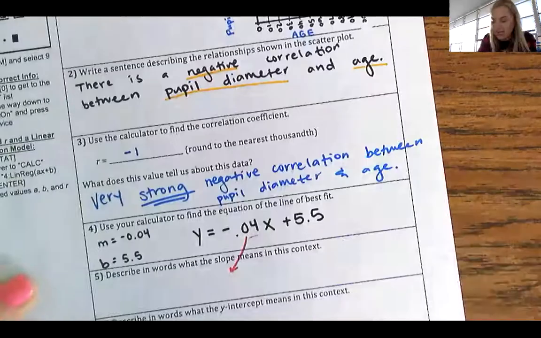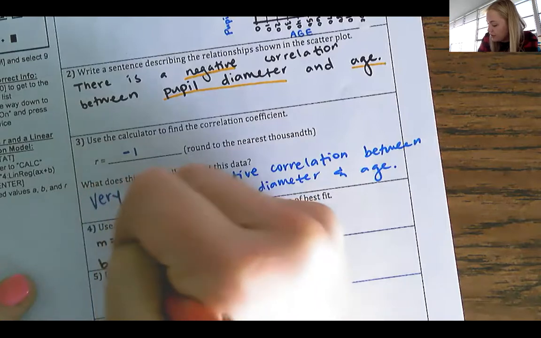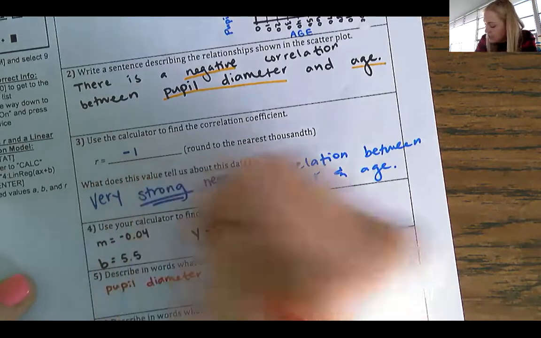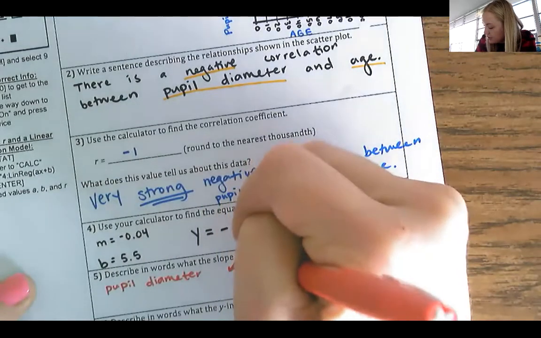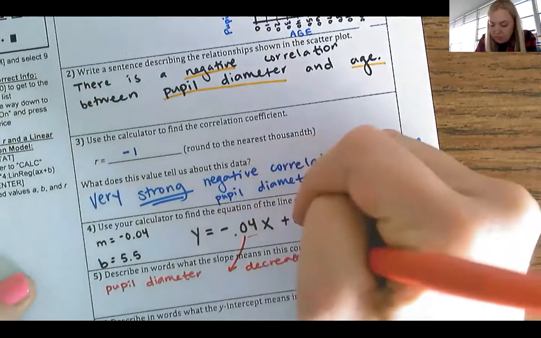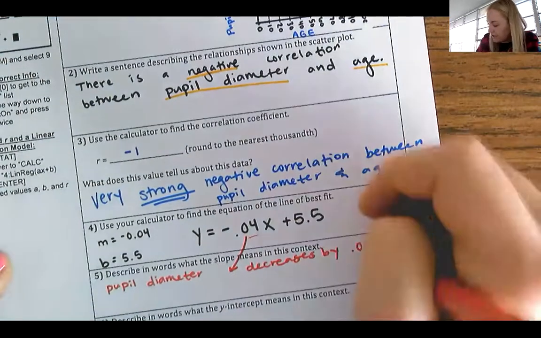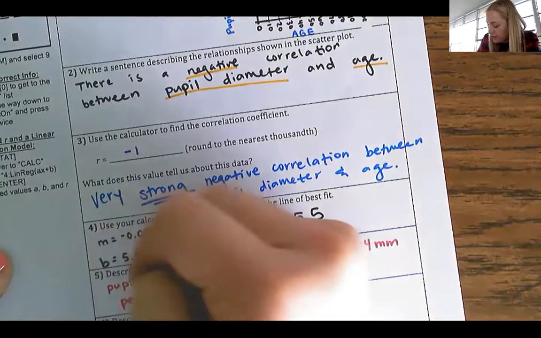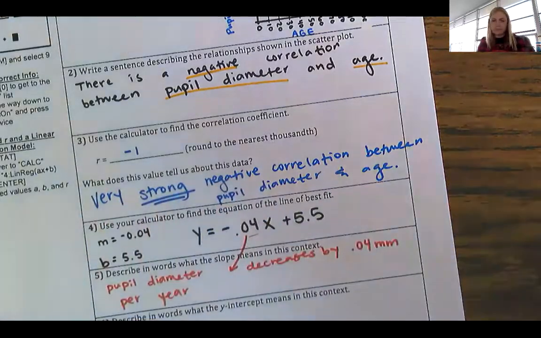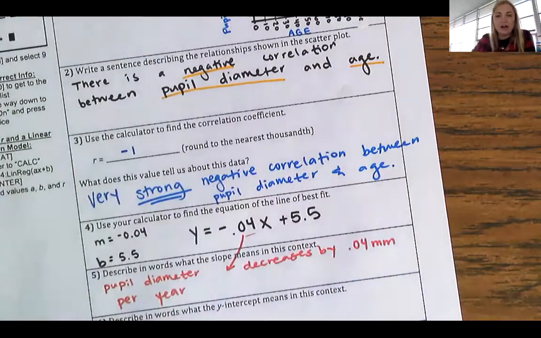So I would say pupil diameter decreases by 0.04, or you could say by negative 0.04, it's fine, millimeters per year. The only reason I didn't put a negative there is because I said decreases, which is our going down 0.04.